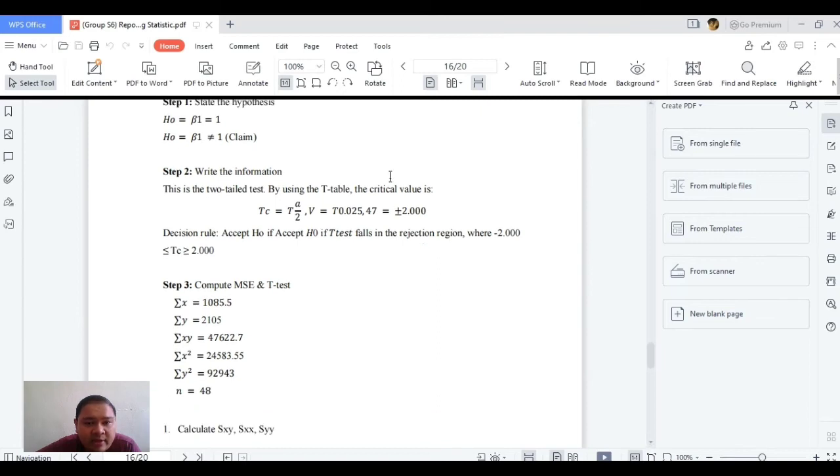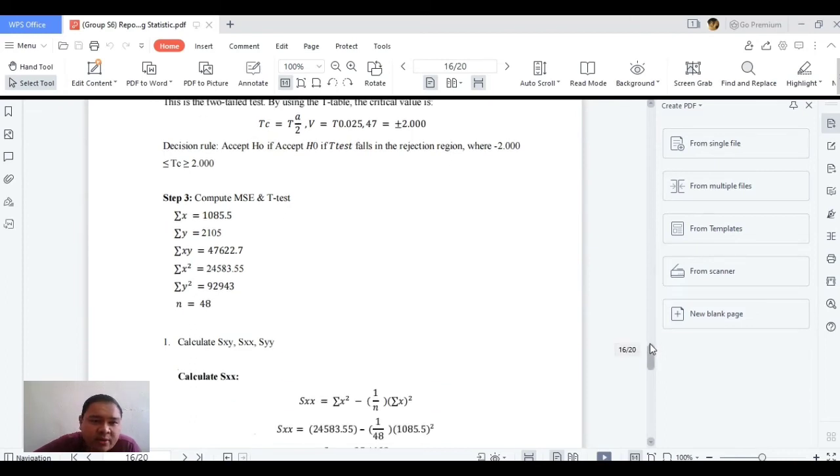By using the t table, the critical value is t alpha over 2, v, which is t 0.025, 47, we get plus minus 2.00. Decision rule: reject H naught if t test falls into the rejection region, when t is less than negative 2 or greater than 2. Okay, step 3, we need to compute MSE and t-test.